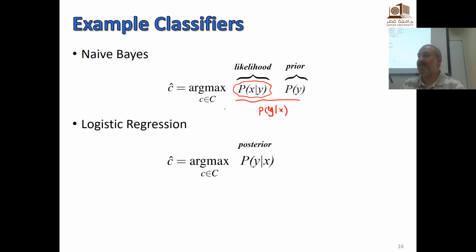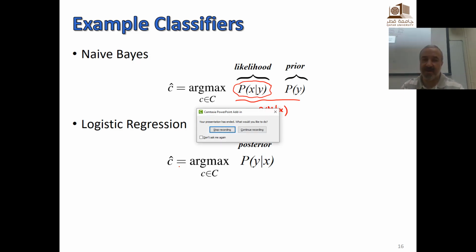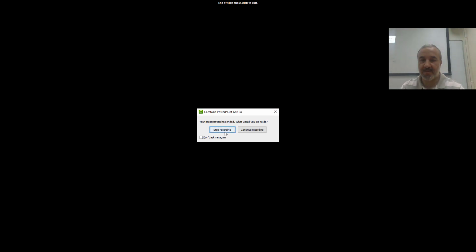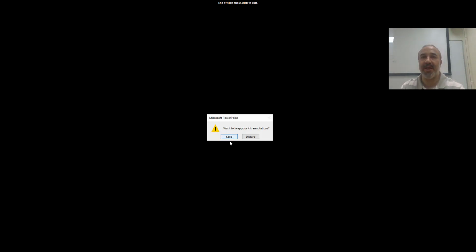Is the difference clear? Yes. Any other questions? Do you understand now the difference between them? Do you understand how logistic regression works? Okay, with that, we are done with the probabilistic modeling session.